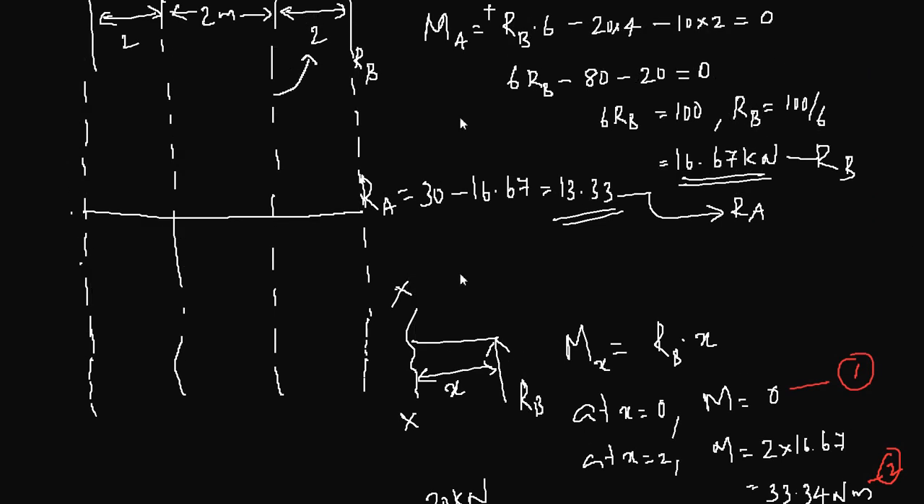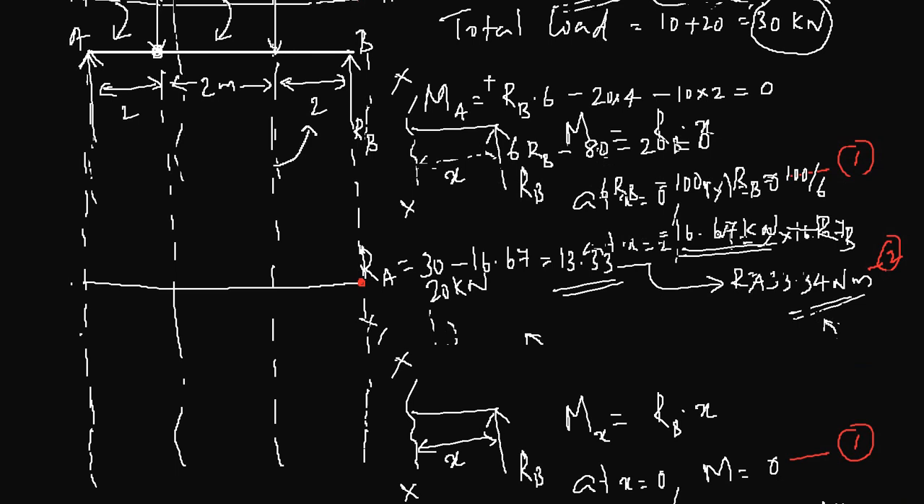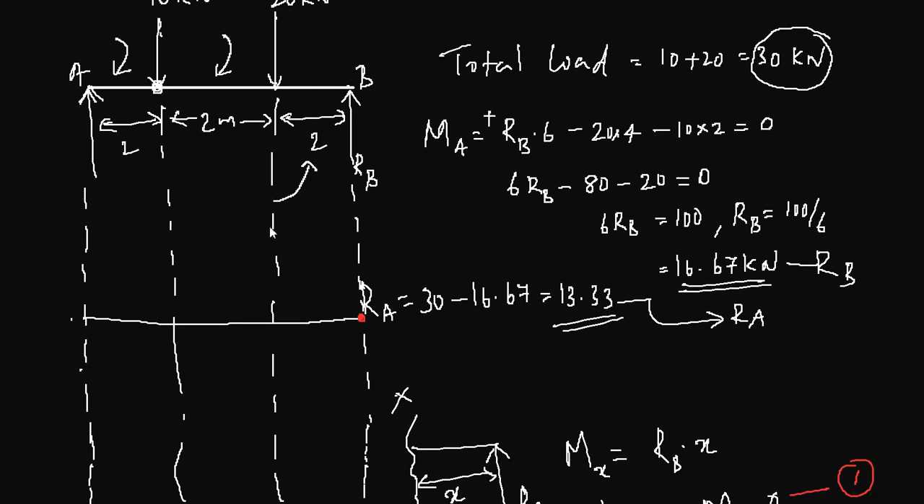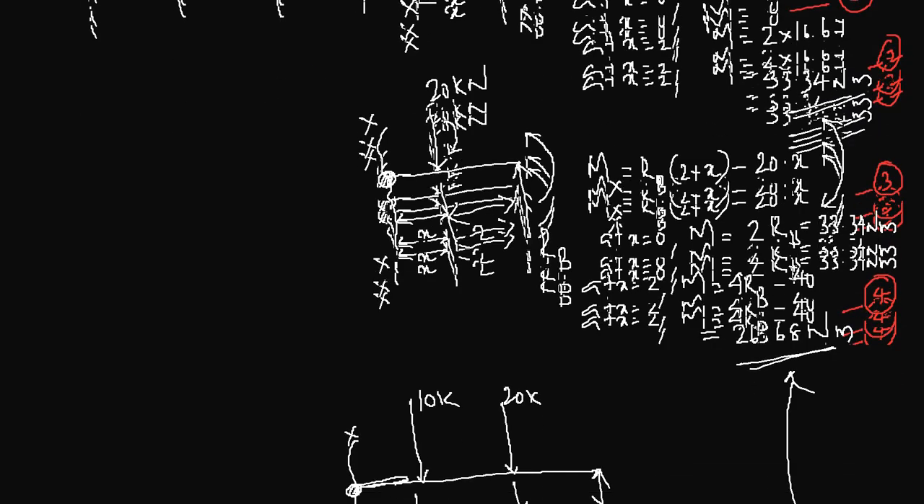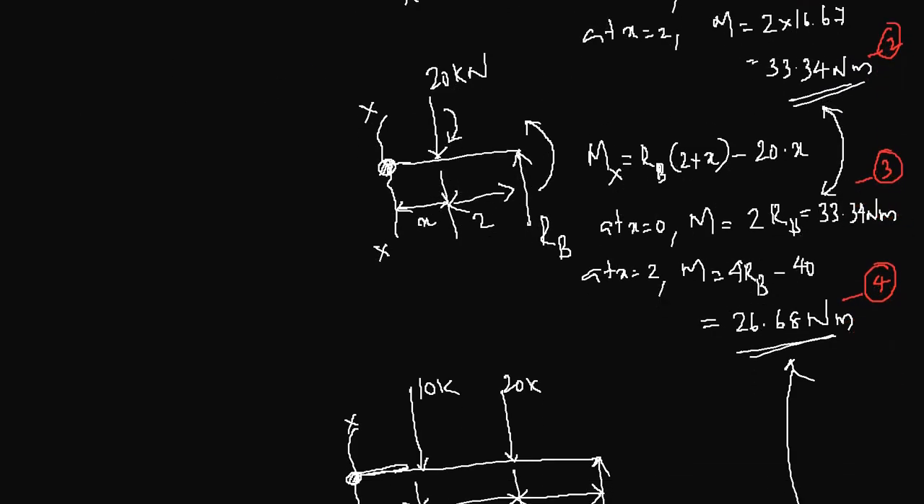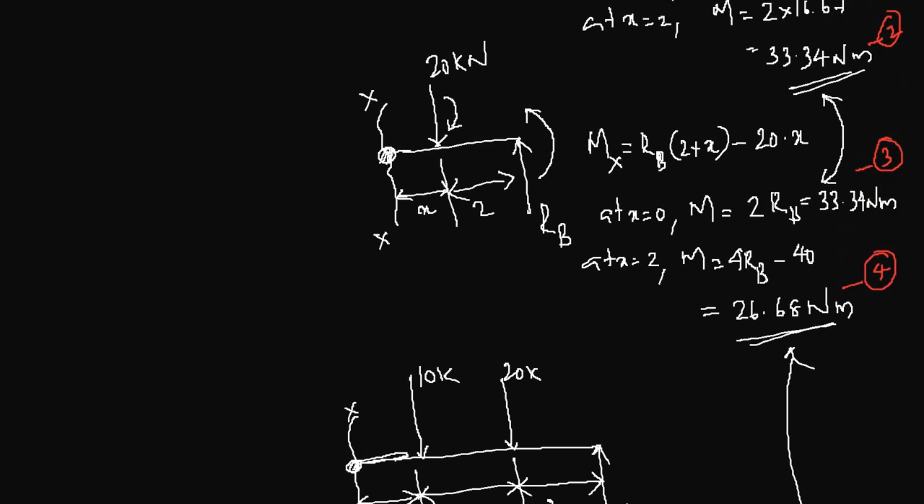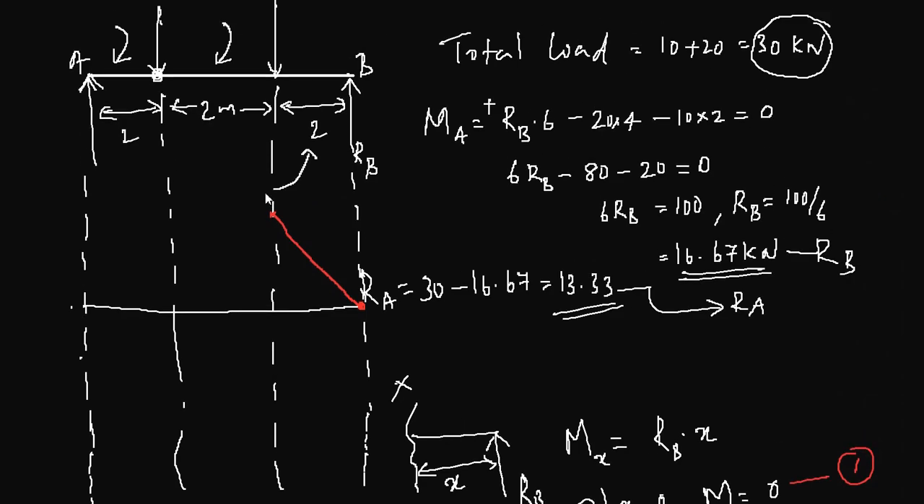So you have 1, 0, that is x equal to 0, your moment is here 0, and at 2 you have 33.34. So you have, say, 33.34 here, and you just join these two, and at point 3, which is the same as 33.34, and the next point is 26.68, so your moment slightly reduced here.